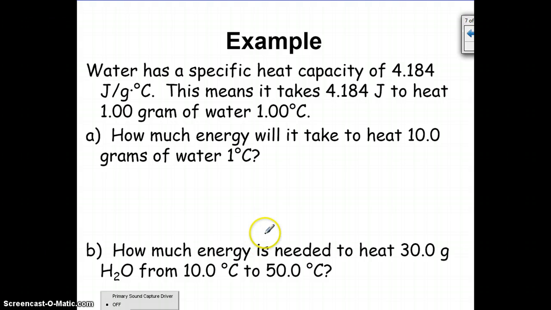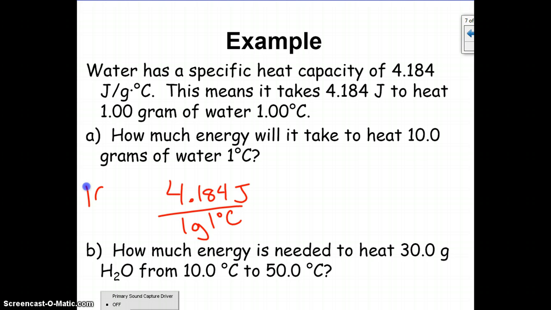All right, here's an example. If water has a specific heat capacity of 4.184 joules per gram degree Celsius, this means it takes 4.184 joules to heat 1 gram of water by 1 degree Celsius. So how much energy would it take to heat 10 grams of water 1 degree Celsius? Well, we know that it takes 4.184 joules to heat 1 gram 1 degree Celsius.